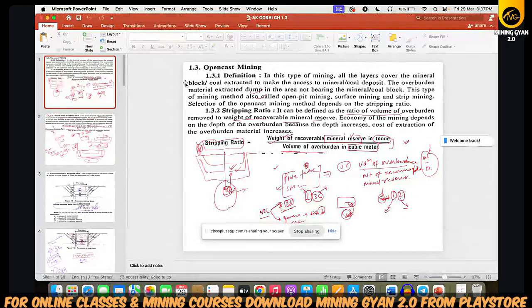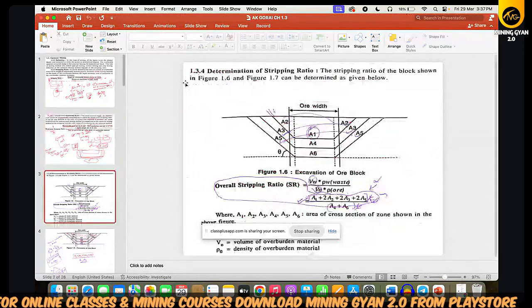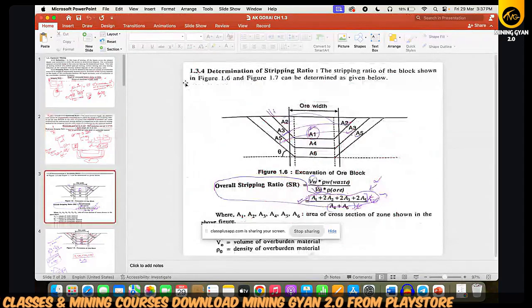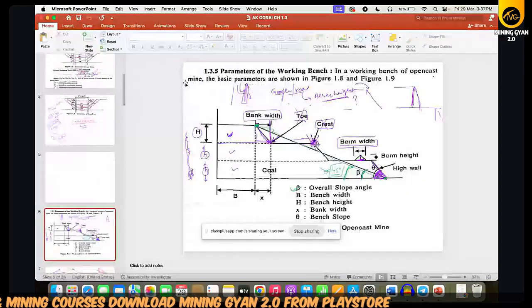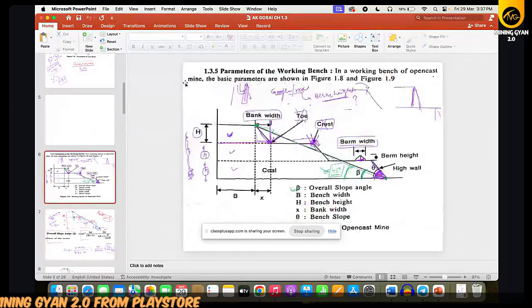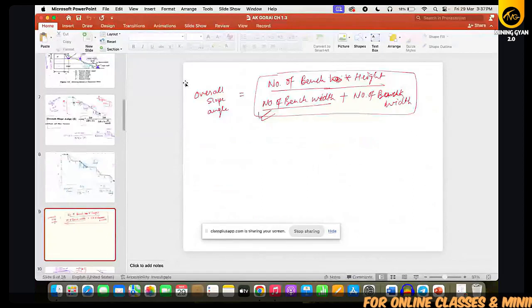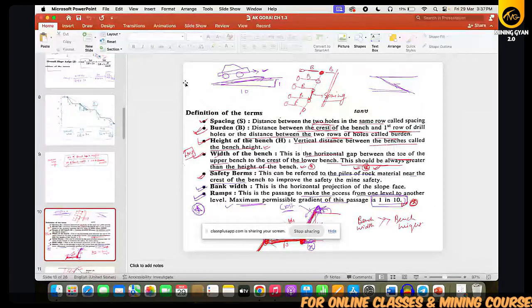Yesterday we discussed the stripping ratio, then the break-even stripping ratio, some calculations, and what is the bank width, bank height, toe, crest, berm width, berm height, high wall, overall sloping angle. We discussed how to calculate the overall slope angle, and then spacing, burden, width of the bench, safety berm, bank width, ramps.